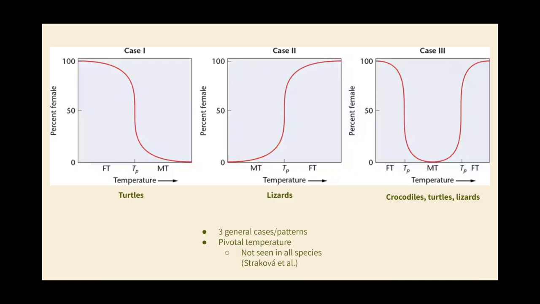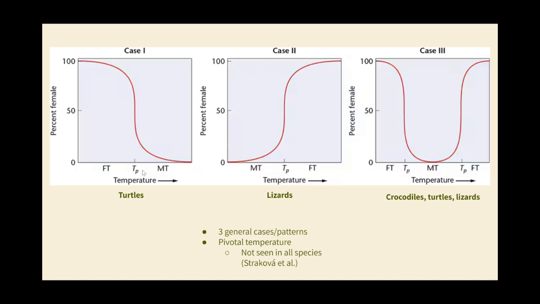So our textbook describes 3 general patterns of TSD. If we're looking at case 1, which is exhibited in some turtles, FT on the bottom is the female determining temperature. This means at lower temperatures, a majority of the turtles will be female. MT is the male determining temperature, which means that at higher temperatures, most of the turtles will be male. TP in the middle is the pivotal temperature. Here, the population is going to be 50-50 males and females.